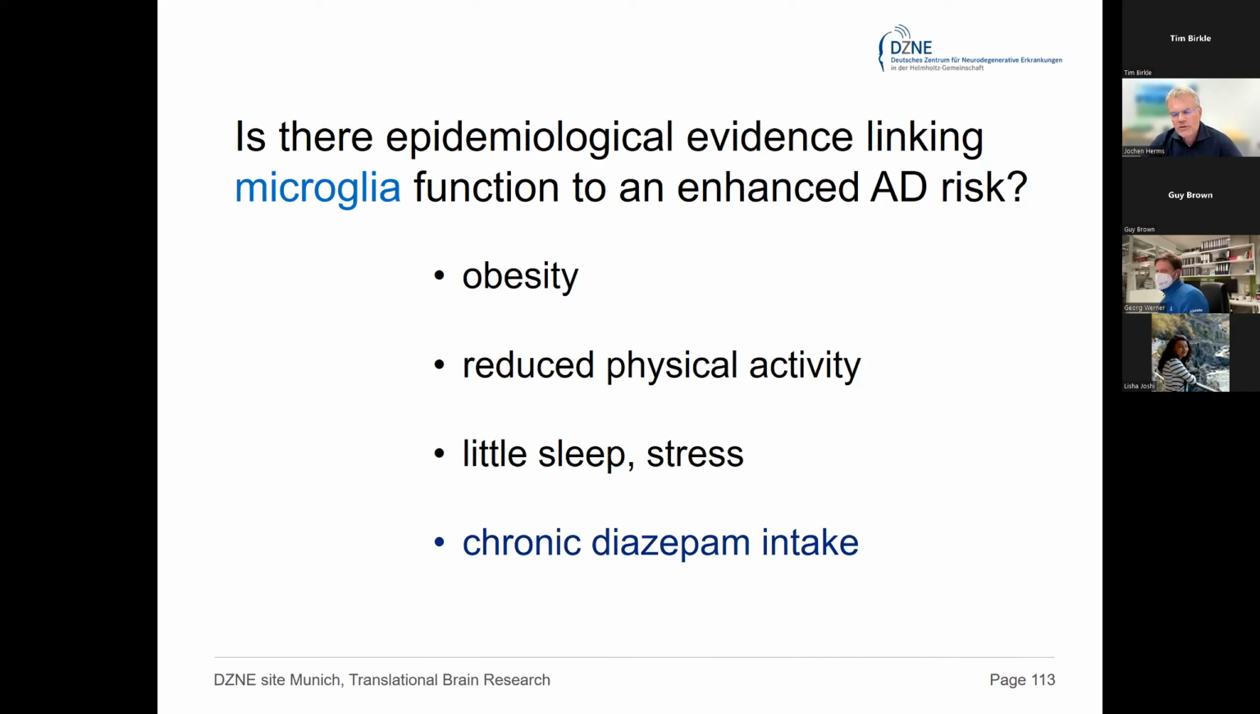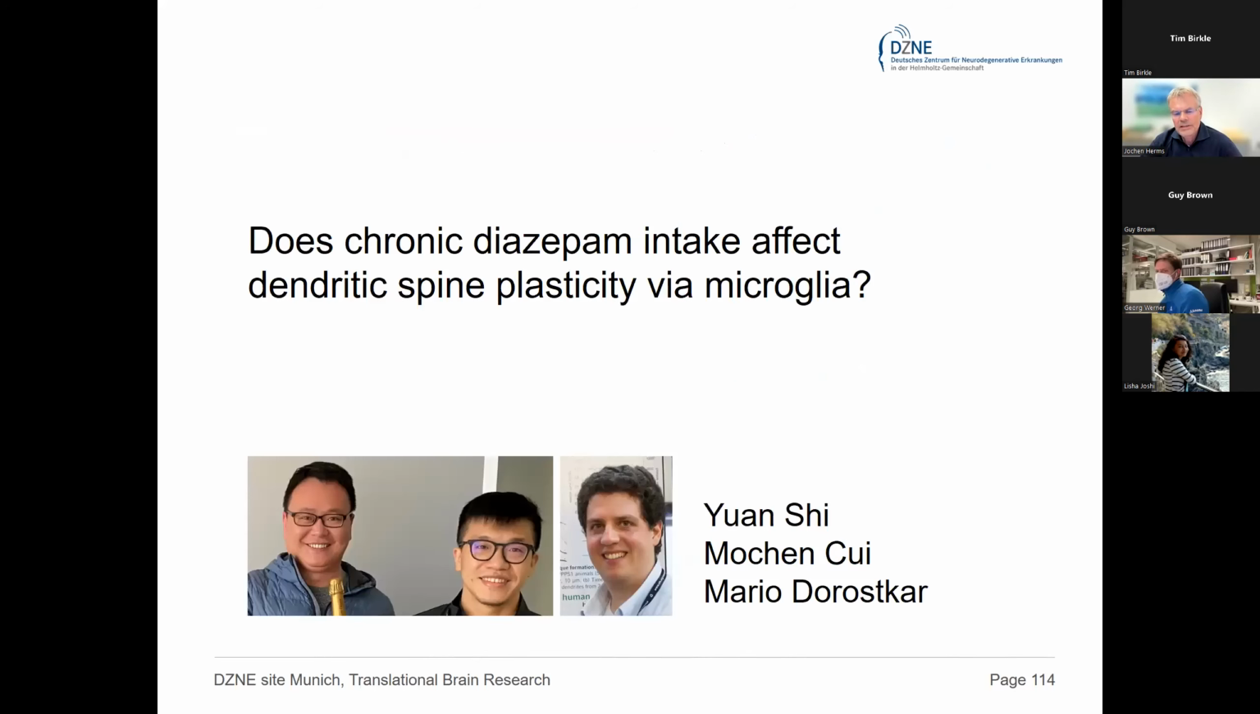So I would like to talk about chronic diazepam intake as one example of an epidemiological evidence link between microglia and AD risk. And I would like to present a story that was performed by Yuan Shi, Maureen Chow, and Mario Dorska in my lab, asking the question whether chronic diazepam intake affects dendritic spine plasticity via microglia.